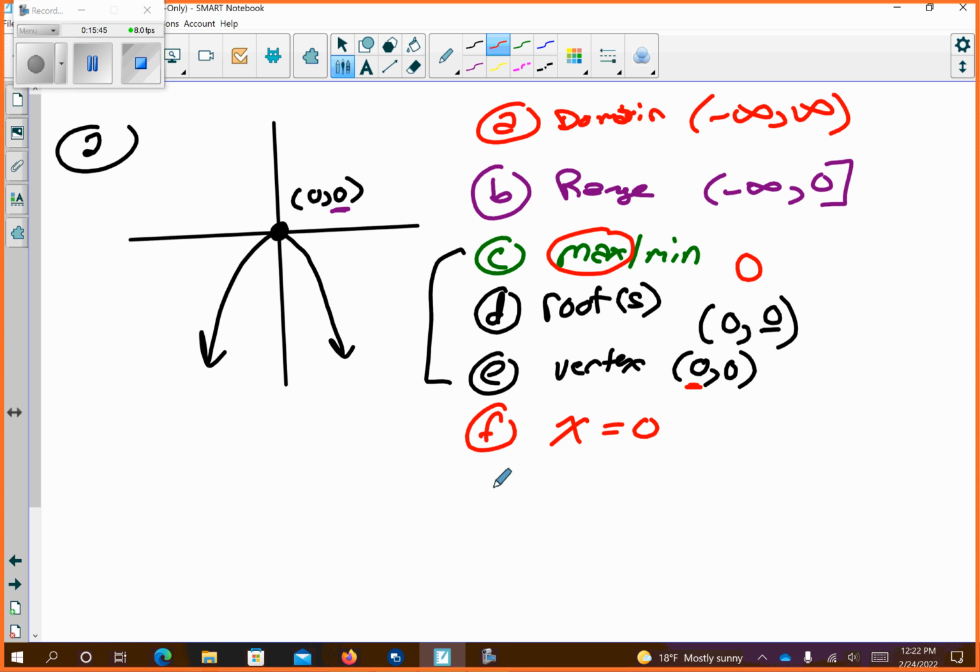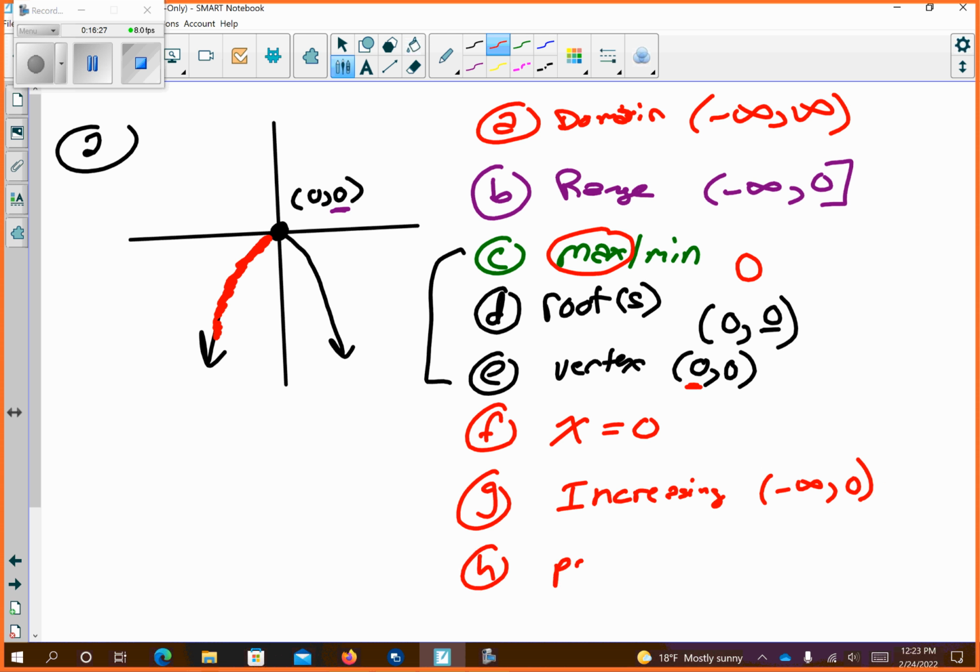And then letter G says, where is this increasing? Okay, so increasing, we said before, it goes up and right. I'm going up and right, up and right, all the way to there. That's where it's increasing. So from negative infinity to 0, soft bracket, because at the point 0, 0, it stops going from increasing to decreasing right at that instant. It's neither increasing nor decreasing at 0, 0. It just starts changing direction. A, B, C, D, E, F, G, and H.